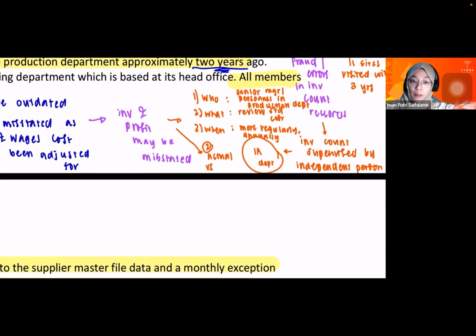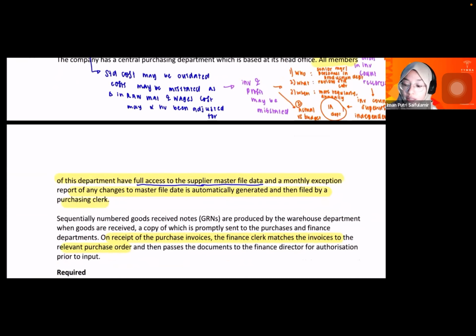Okay, so next is basically, okay, this is the typical one. All members of this department have full access to the supplier master file data, and a monthly exception report of any changes to the master file data is automatically generated and then filed by a purchasing clerk. So actually here, you can elaborate. This is the same point, but you can elaborate two things now. The first thing here is that everyone in the purchasing department has full access to the supplier master file data. And right now, this exception report is not being reviewed. It is just being filed away.